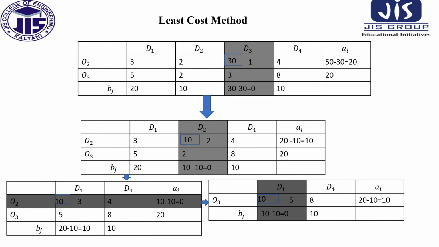So the last table in this slide will be 5, 8. Between 5 and 8, obviously 5 is the minimum cost. So here we allocate in this 3 1 cell, where the supply value is 20 and the demand value is 10. Allocate 10 here. So 10 is allocated, the demand value will be 10 minus 10, which is 0, and the supply value will be 20 minus 10, which is 10. As the demand value is 0, the D1 column will be deleted.